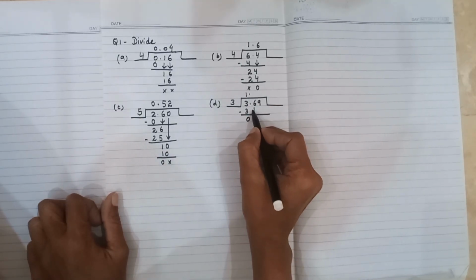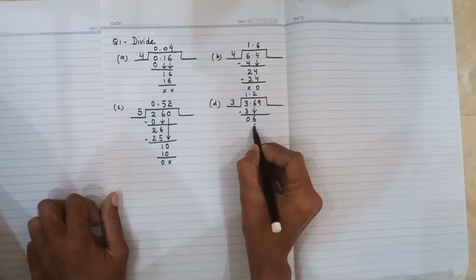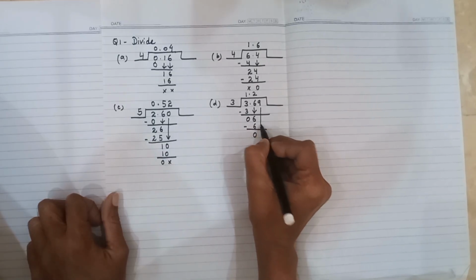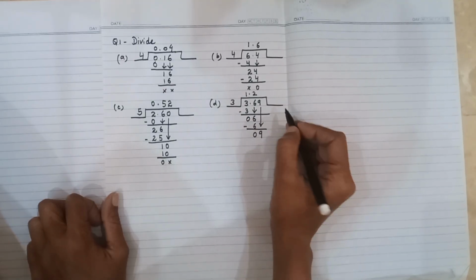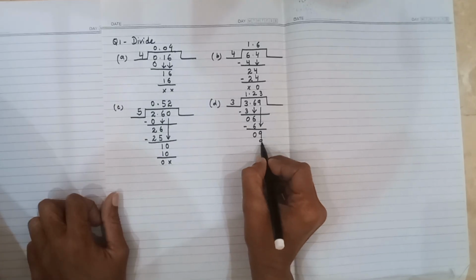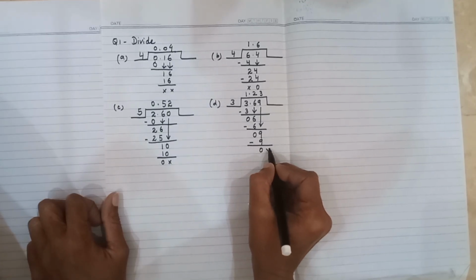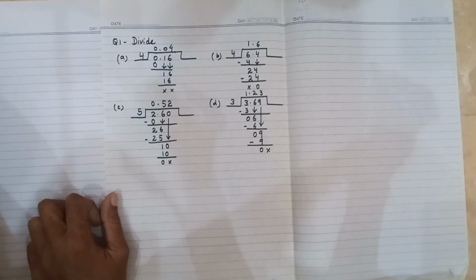Then 6 will be brought down. Now it has become 6. 3 into 2, 6. Then 6 minus 6 will be 0. Now 9 is brought down. Then read the table of 3. 3 into 3, 9. Then subtract 9 minus 9, 0. Nothing is left. So 1.23 is the answer.